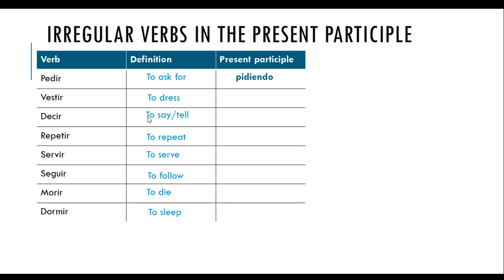So pedir is pidiendo, changes to an I. Vestir, vistiendo. Decir, diciendo. Repetir, repitiendo. Servir, sirviendo. Seguir, siguiendo. So as you can see, the E's have become I's, right? On all of those verbs. And then for morir and dormir, the O is going to become a U. So it's muriendo and durmiendo.